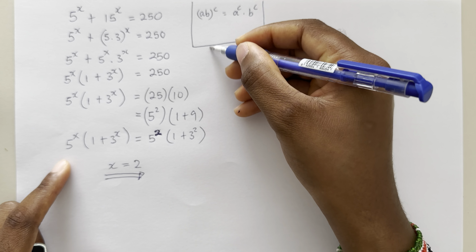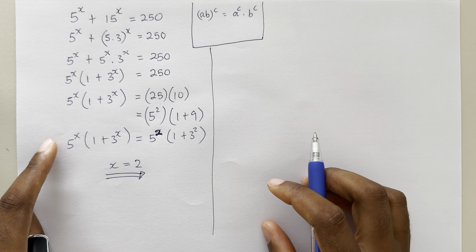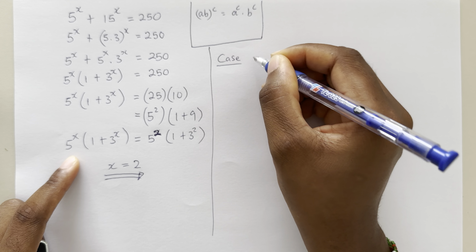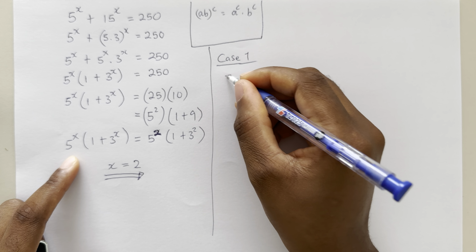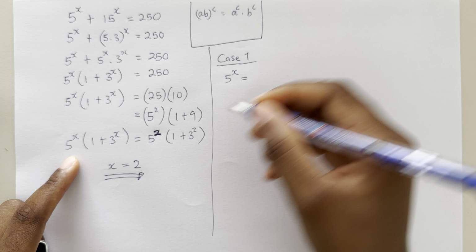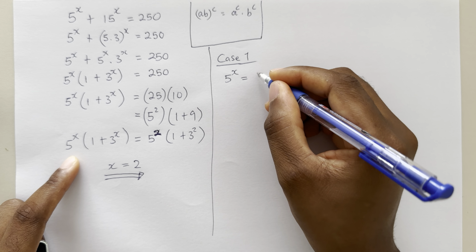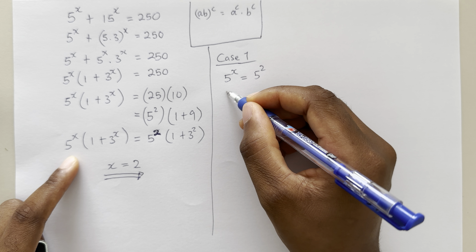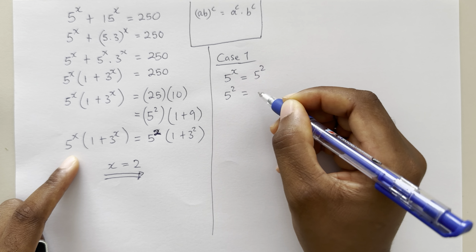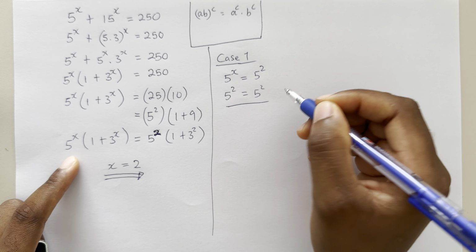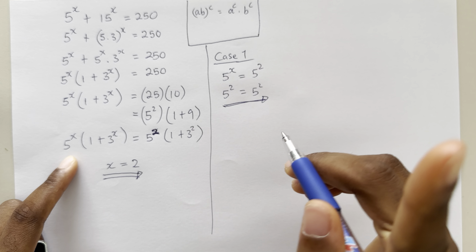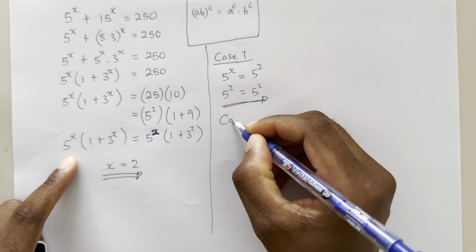But now we need to verify if this is actually correct. So case number one, 5 to the power of x is equal to 5 to the power of 2. And our x is 2, so we are going to plug in 5 to the power of 2. So 5 to the power of 2 is equal to 5 to the power of 2, and this gives us 25 is equal to 25. So case 1 proved. Now let's go to case 2.